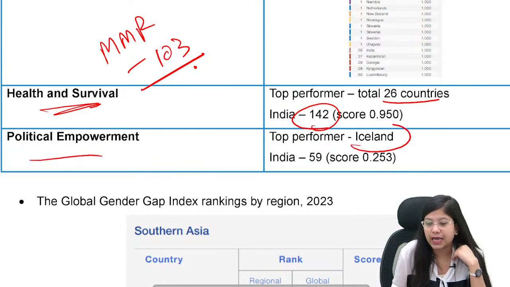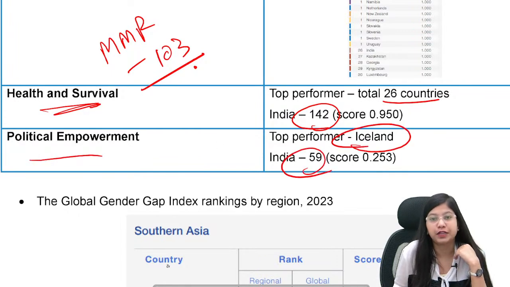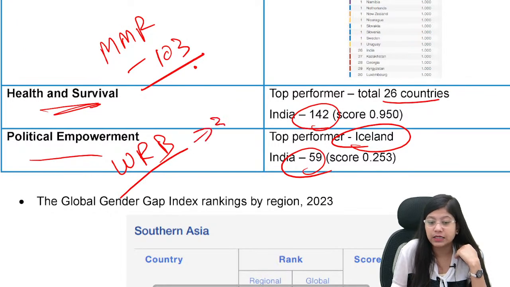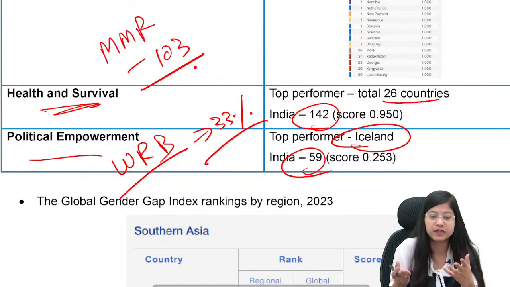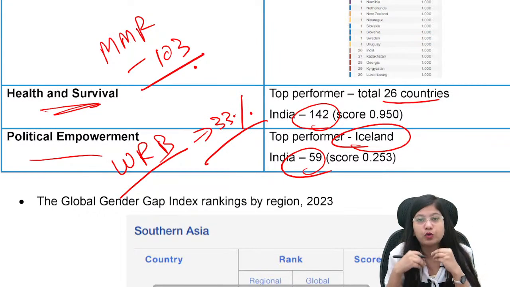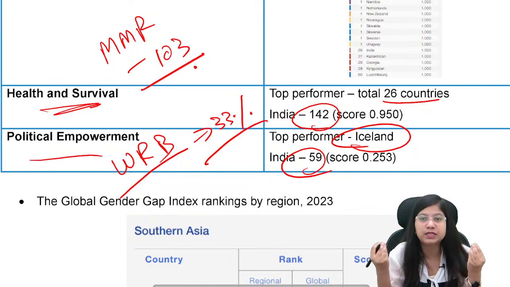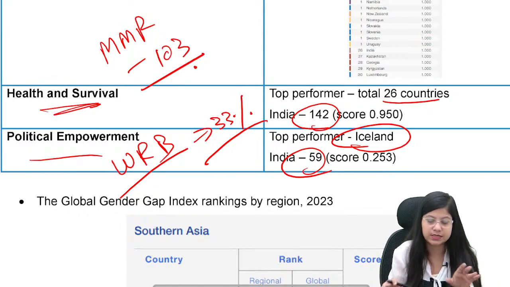Political empowerment, Iceland is top. India is at the 59th position. Now we have the women's reservation bill also, which guarantees 33% reservation to women in the Lok Sabha and state assemblies. So obviously our performance is going to improve on the political empowerment sub-index of this particular index.